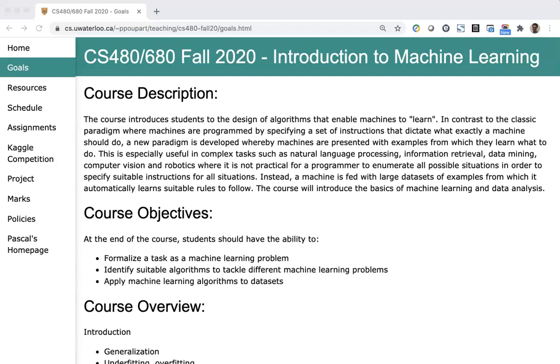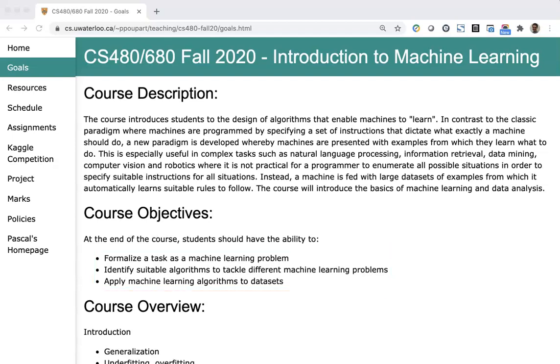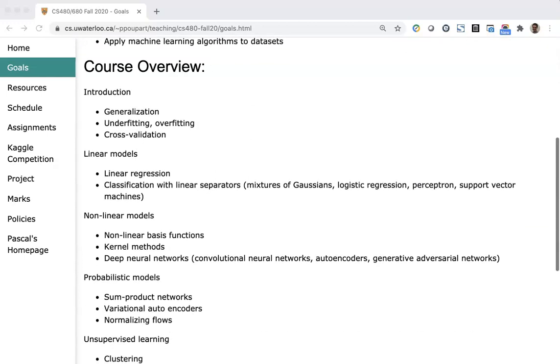So the objectives of the course are going to be to formalize a task as a machine learning problem. Then we're going to identify some suitable algorithms and apply them to different machine learning problems. And finally, we're going to apply these machine learning algorithms to large data sets. In terms of the topics, we're going to cover in this course several interesting algorithms, but first we're going to talk about some basic notions like generalization from examples to some rules. Then we'll talk about underfitting and overfitting, which are challenges for machine learning techniques, and cross-validation.